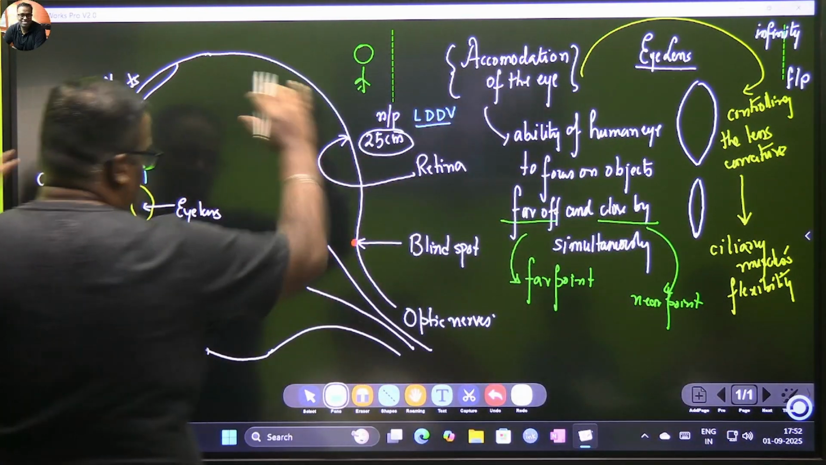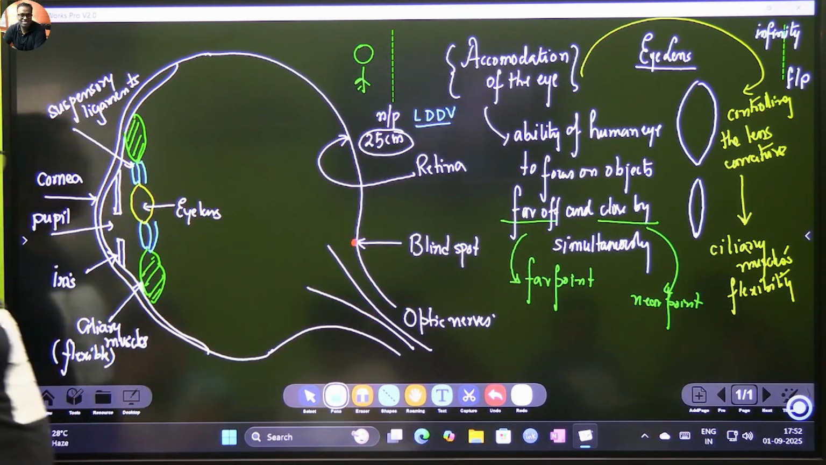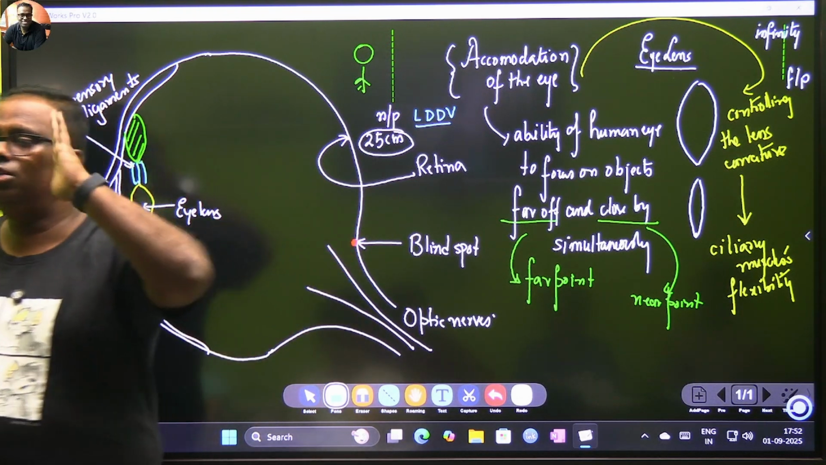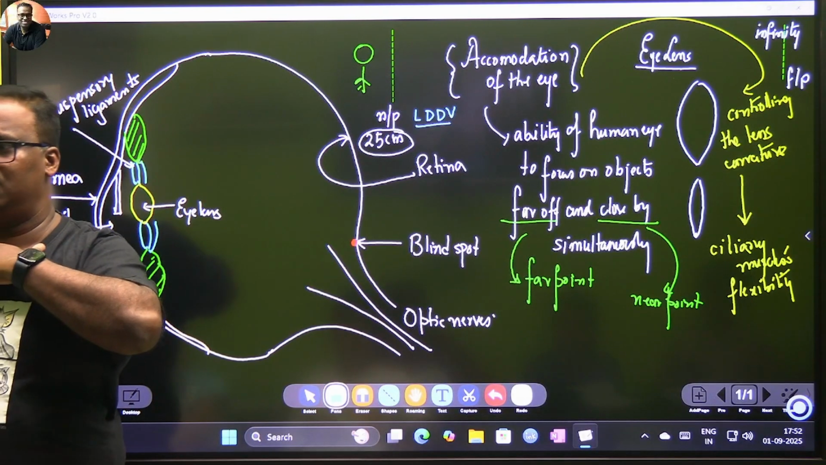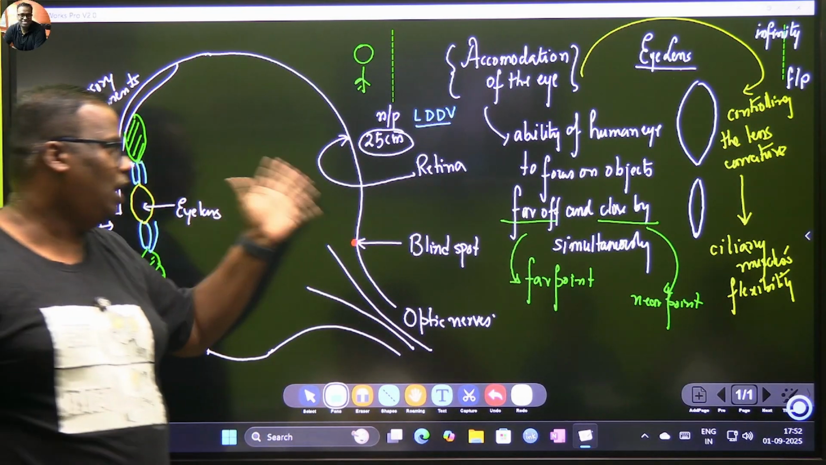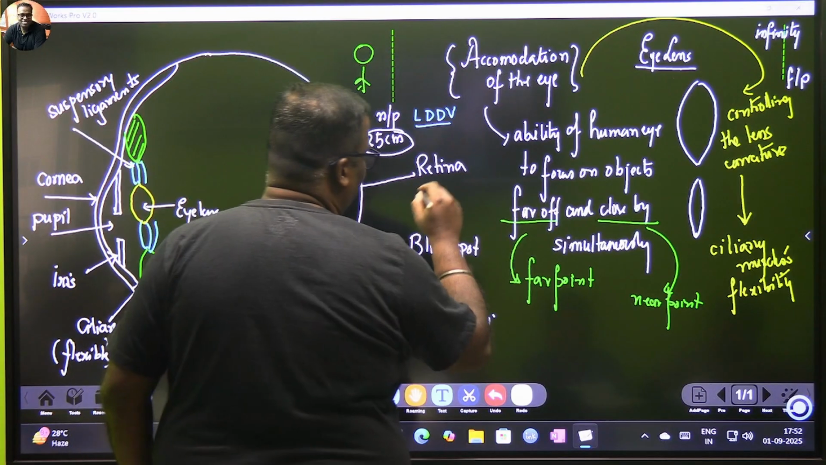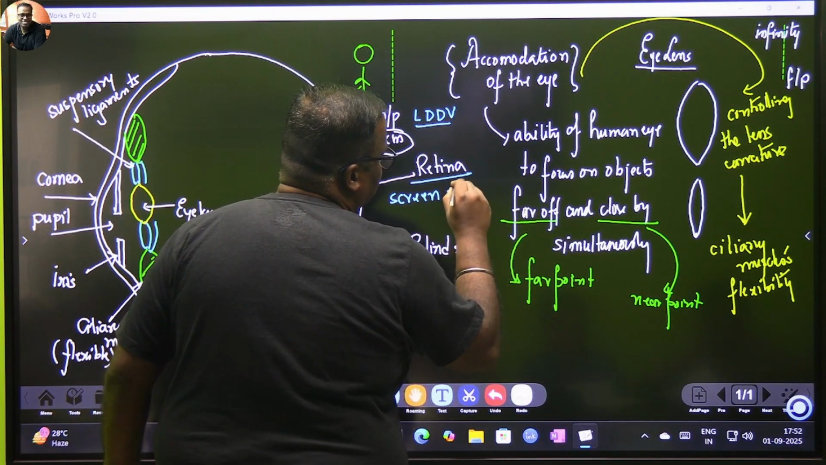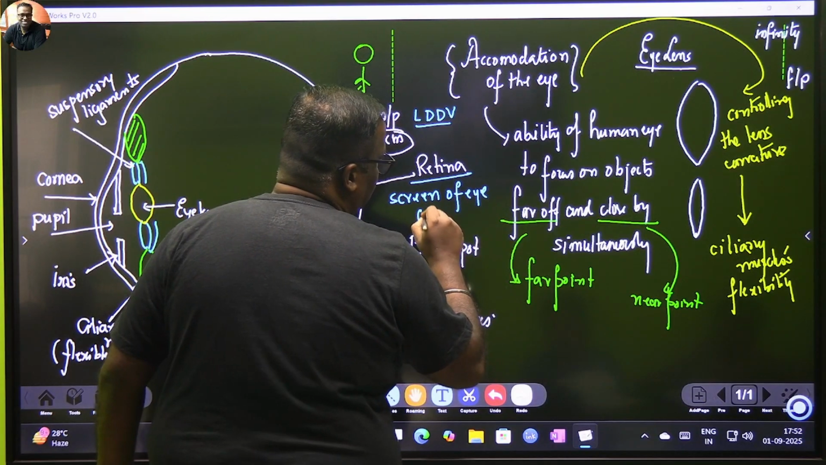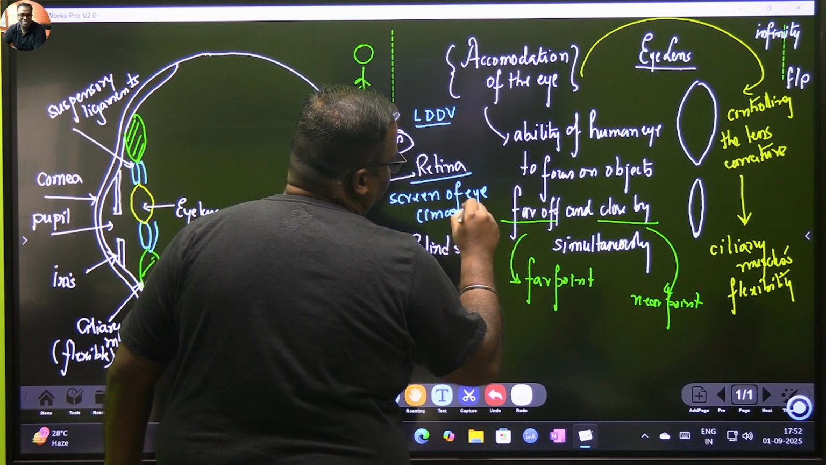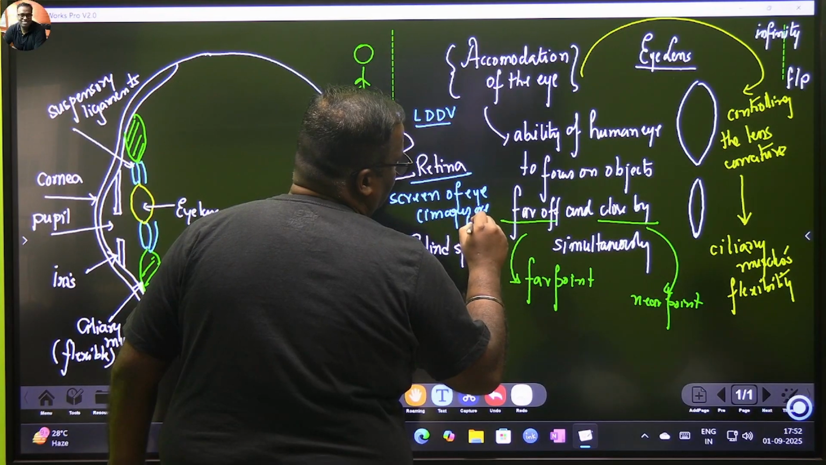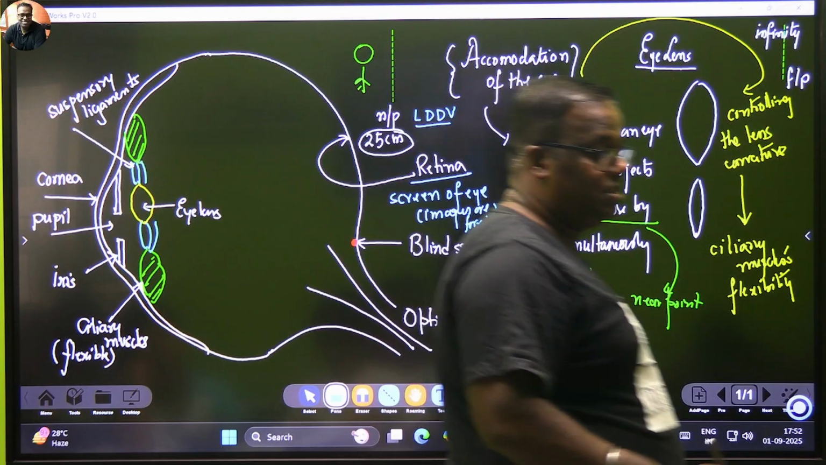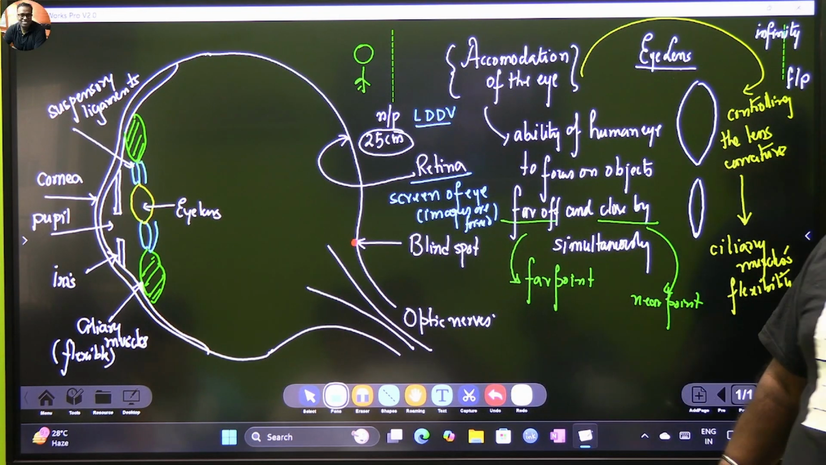Similarly, we have another place here known as the blind spot. A blind spot, now let's come to this side. The blind spot is a spot where no image is formed. Every one of us has a blind spot. So before understanding the blind spot, we should understand what is retina. Retina is like the screen of the eye, and in retina images are formed. In the retina there is a particular spot called the blind spot where no image is formed.